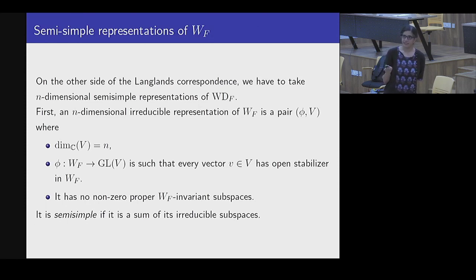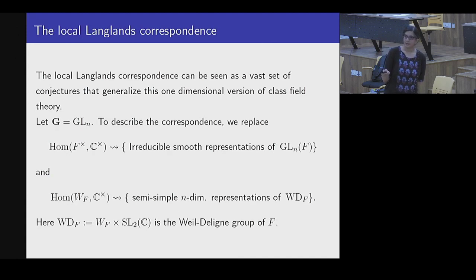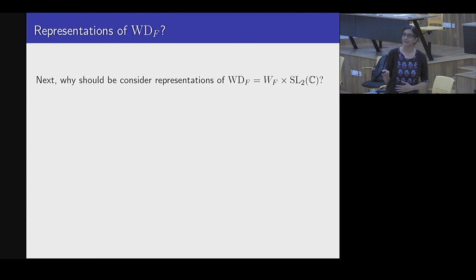So first, an n-dimensional representation of W_F is a pair (phi, V), where the dimension of V is n, and every vector has open stabilizer in W_F. This is something we saw earlier also. It is irreducible if it does not have any proper W_F-invariant subspaces, and it is semisimple if it is a sum of its irreducible subspaces. Now I'll just briefly explain why, in here, we replaced W_F with representations of the Weil-Deligne group. I will say briefly what one possible motivation for that is.